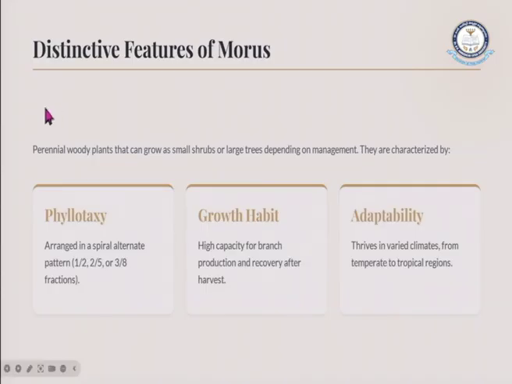So we see the phyllotaxy of the genus Morus. It is arranged in a spirally alternate pattern, that means 1/2, 2/5 or 3/8 fractions. The growth habit is that it has a high capacity for branch production and recovery after harvest. That means the branches have the capability of regeneration even after pruning. It has fast regeneration. Right after pruning, it can regenerate all by itself.